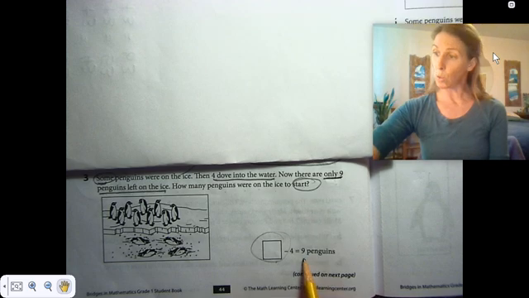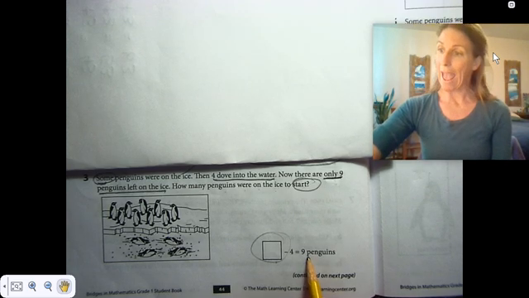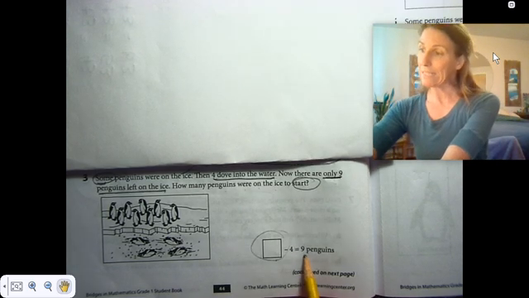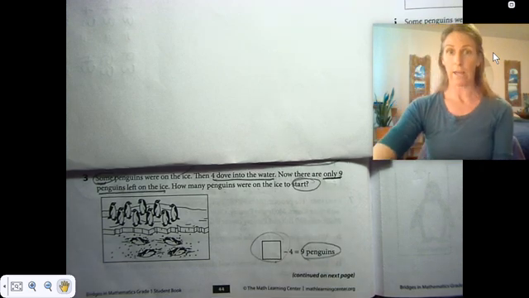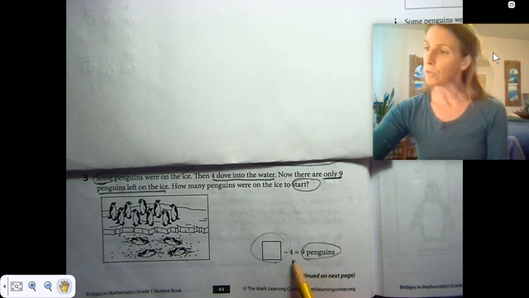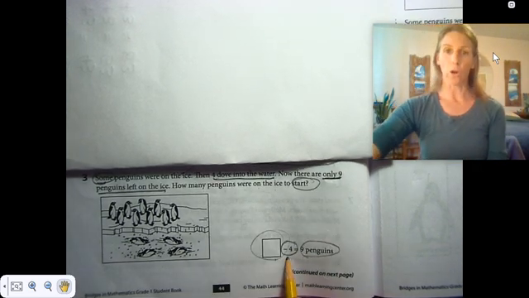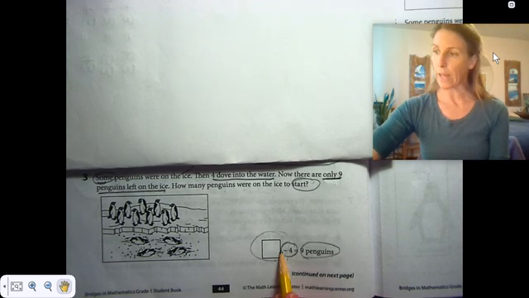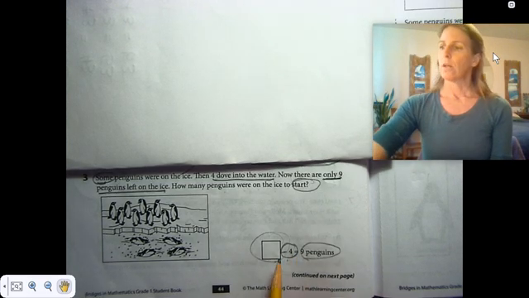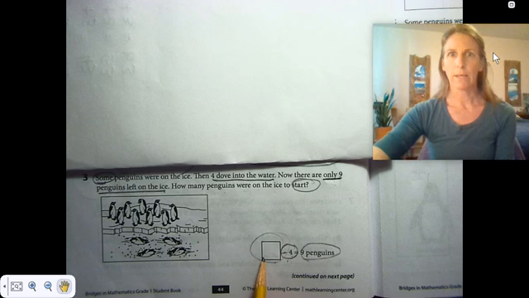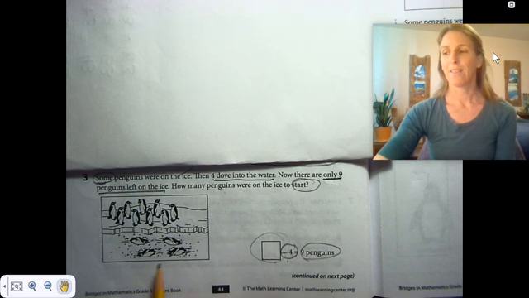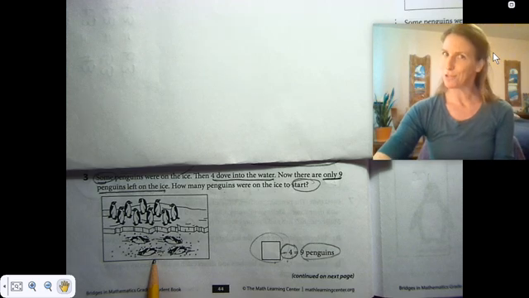Well, they told us that now there are only 9 penguins left. That's the answer. And they told us that 4 dove into the water. That's the minus 4. So how many did they start with? Well, look at this handy dandy picture right here. It's so nice they gave it to us.